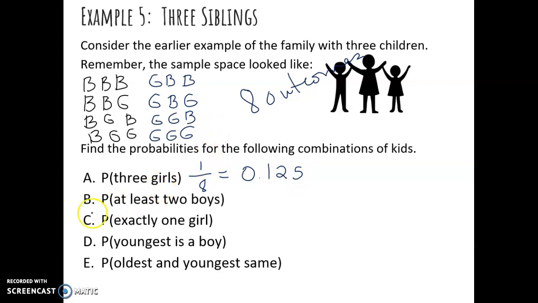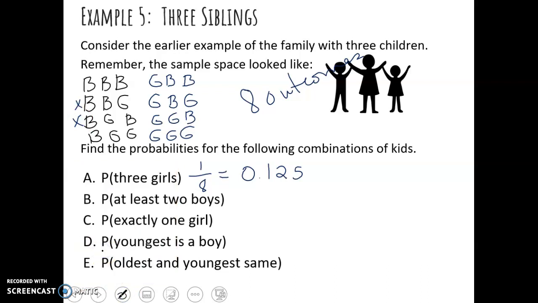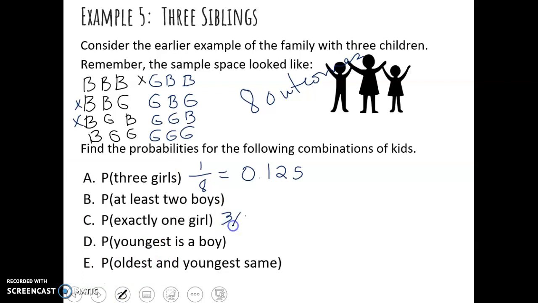Let's skip to C. What's the probability of exactly 1 girl? So there's exactly 1 girl right here, and there's exactly 1 girl right here, and there is exactly 1 girl right here, and everything else has 2 or 3 girls or no girls. So that would be 3 out of 8, which is 0.375. What's the probability that the youngest is a boy?